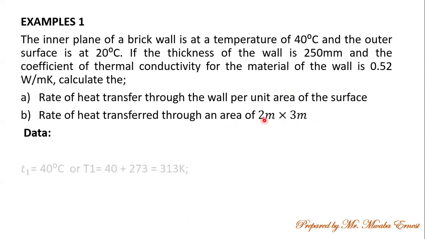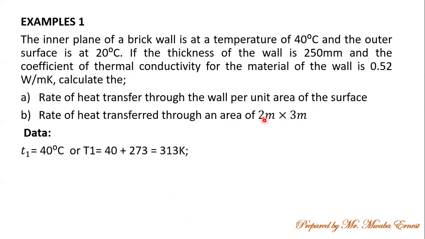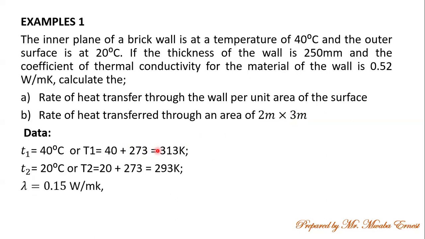First, we have the temperatures. Temperature number 1 is 40 degrees Celsius. If you want to convert it to Kelvin, this becomes 313 because you have to add 273. I will talk about that soon. Temperature number 2 is 20 degrees Celsius. In Kelvin, if you were to convert it, it's 293. Lambda, 0.15 watts per meter Kelvin.